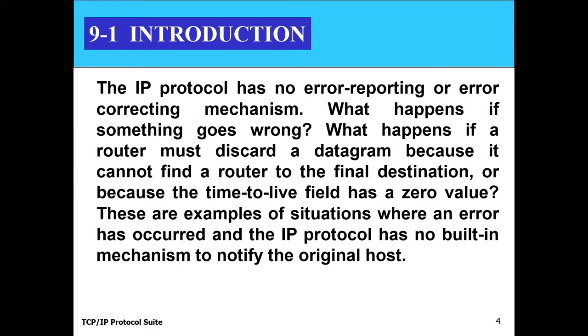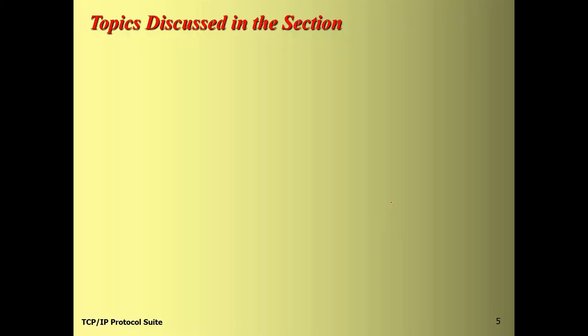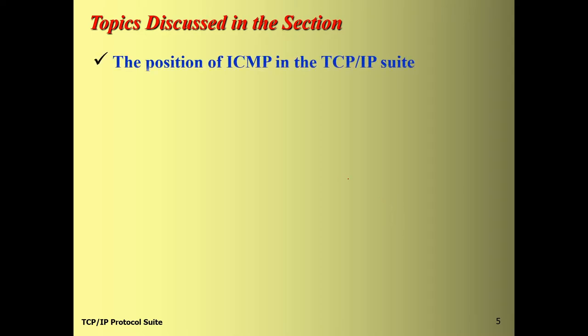As we said, the IP protocol has no error reporting and no error correcting mechanism. So the question is, what will happen if something goes wrong? What do we do? What will happen if the router must discard a datagram because it's overflowed? Just discard it and not report it back to the sender? There are many things that need to be reported, but unfortunately IP does not take care of it, so the ICMP protocol will take care of it.